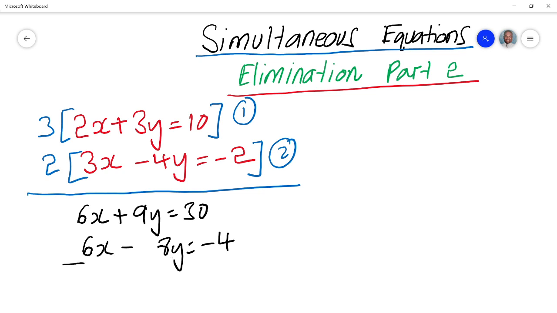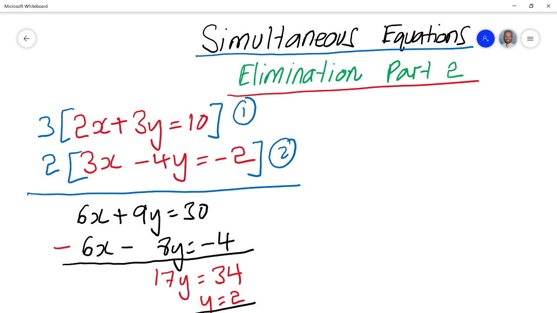All right. So what operation do I need? I've got 6x and 6x. What I might do is I will subtract because I'm going to get rid of the x. So 6x minus 6x is 0. Okay. And 9 minus 8. So if you look carefully, 9 minus negative 8 is going to be 9 plus 8, which is 17y. All right, and 30 minus negative 4 is 30 plus 4, which is 34. All right, and so y is equal to 2. So that's my answer for the value of y.